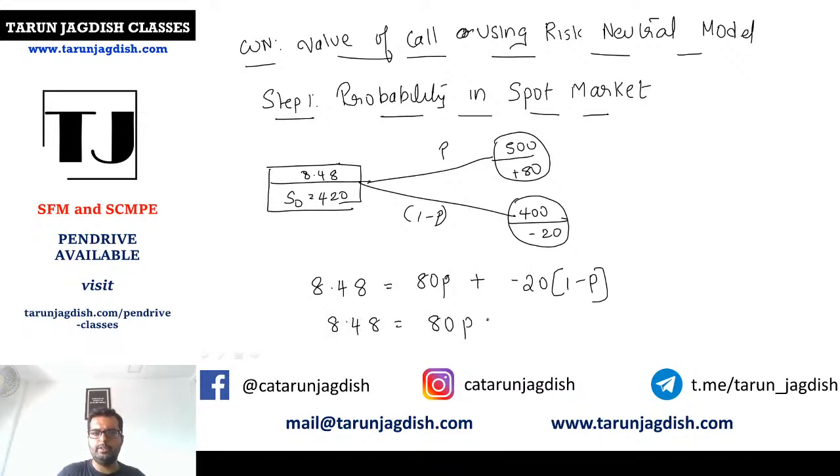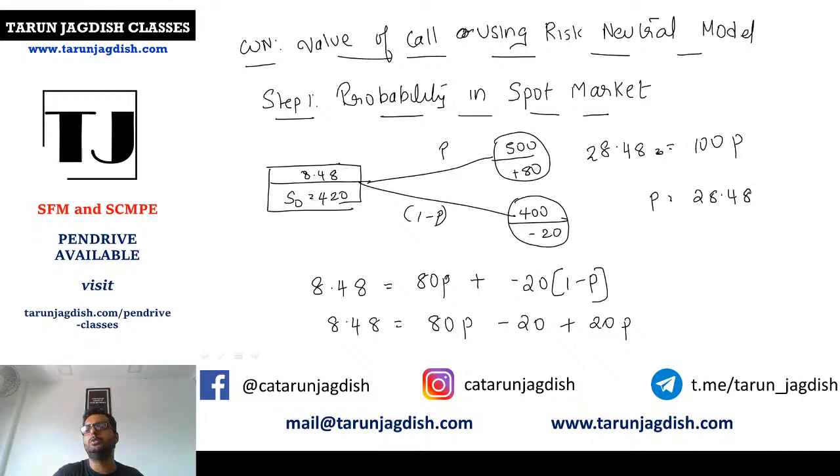So 8.48 is equal to 80p minus 20 plus 20p. Therefore, 28.48 is equal to 100p. So P will be equal to 28.48%. So 1 minus P will be 71.52%. Can you write down till here in your books now?